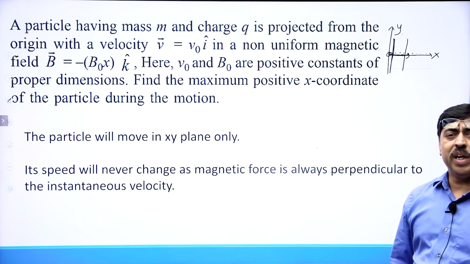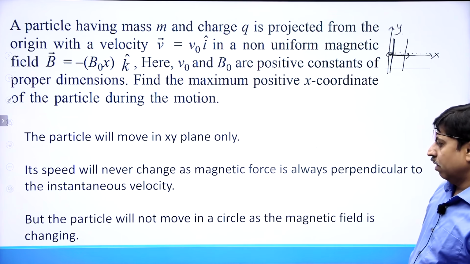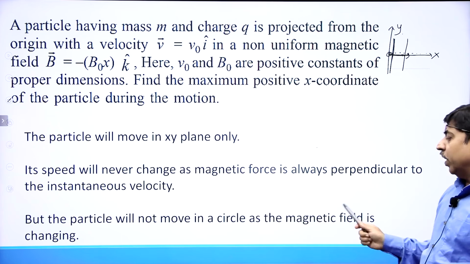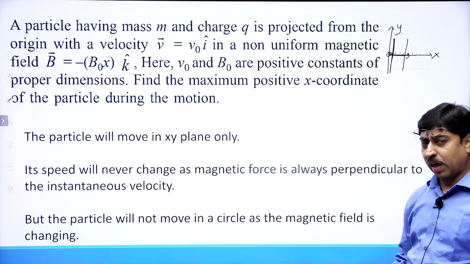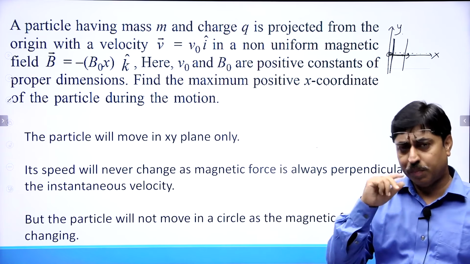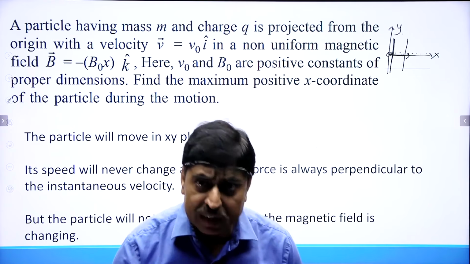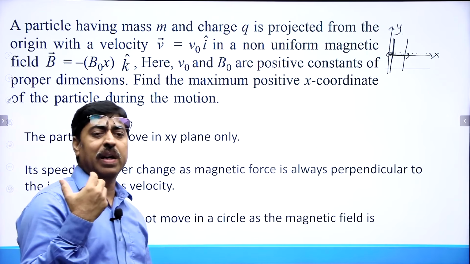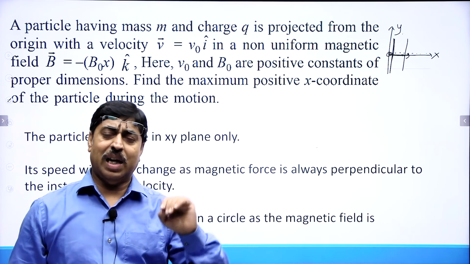So, the particle is moving in xy plane. The particle will have a fixed speed. But the particle will not move in a circle as the magnetic field is not of constant magnitude. The speed is changing, is it? No, speed is not changing. Magnetic force is changing. Yes, it is changing. Because magnetic field strength is changing as the particle moves in the x direction.